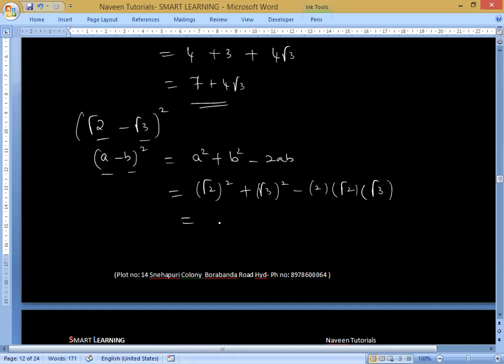Root 2 square is nothing but root 2 into root 2, which is 2. Again root 3 square means root 3 into root 3, which is 3. Again 2 into root 2 into root 3 is root 6. So 2 plus 3 is 5 minus 2 root 6. Okay? Any doubts?